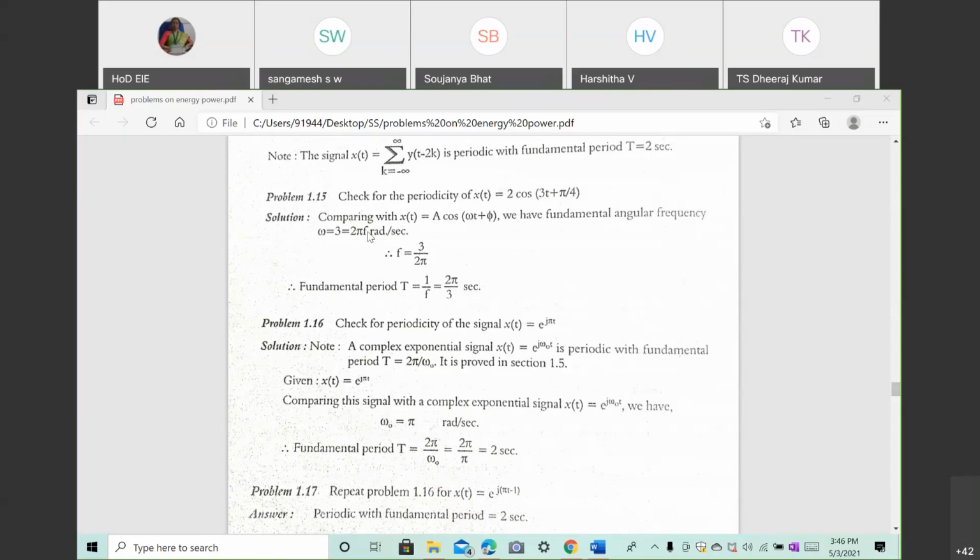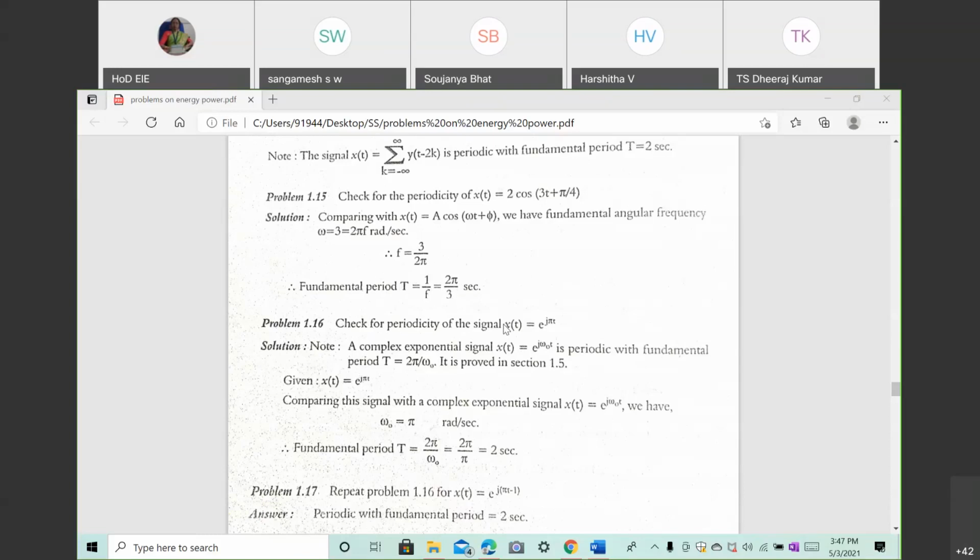If you simplify that further, f equal to omega by 2 pi, where omega here is 3, so f is 3 by 2 pi. Then the fundamental period T equal to 1 by f. We know that time period is equal to 1 by f, or f equal to 1 by T. That we will substitute in this. F is in the denominator, so 3 by 2 pi, we will get 2 pi by 3 second. That is the fundamental period.